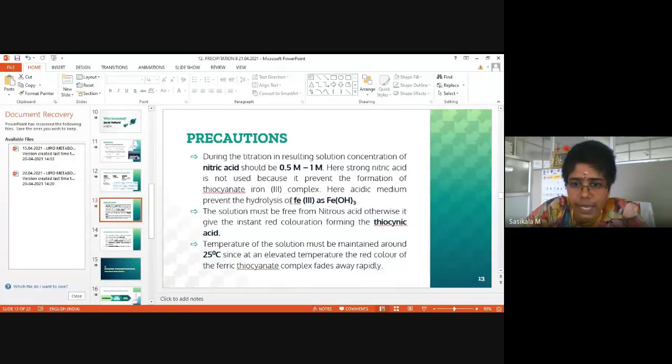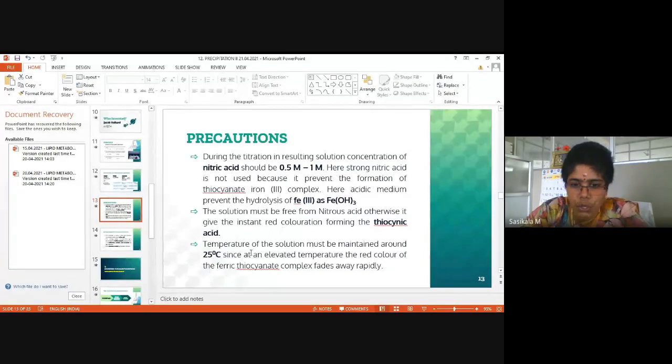Ferric ion should be present to form ferric thiocyanate to get an accurate endpoint. If it goes for formation of ferric hydroxide, we will not get the endpoint. Then nitrous acid formation should be prevented in the reaction, because it will form thiocyanic acid, which gives an instant red color. So your endpoint will be affected.